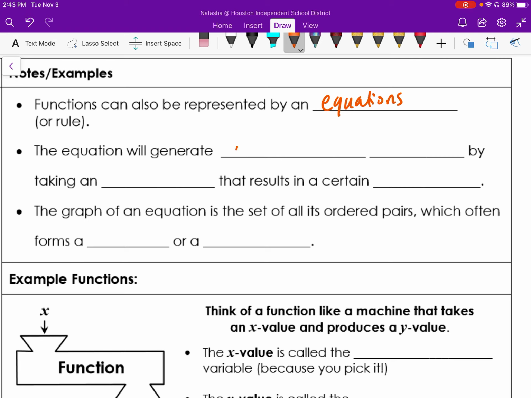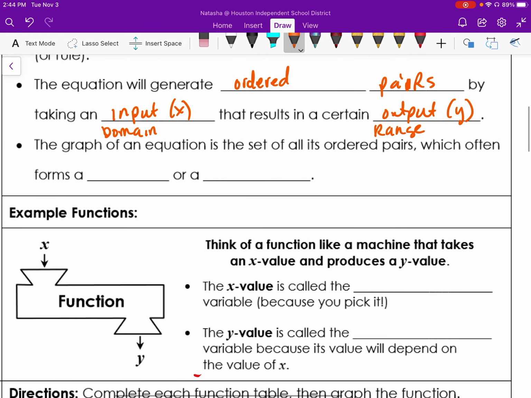Now, an equation will generate ordered pairs. And they generate those ordered pairs by taking in an input. That's typically our x value that results in a certain output. That's typically our y value. Remember, that's going to be your domain and your range.